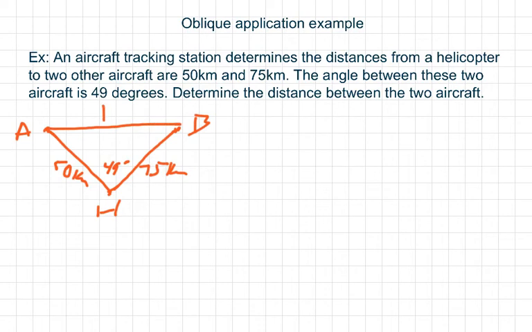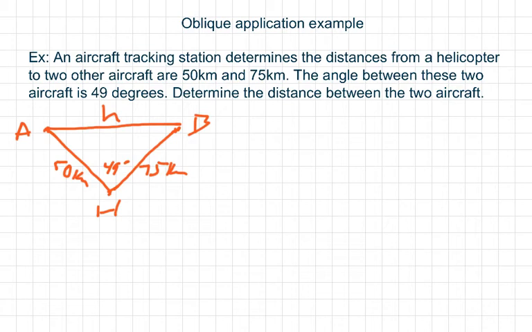Determine the distance between the two aircraft. So we're looking for little h according to our triangle. That's how I read it. Again, determine from a helicopter to two other aircraft: one's 50, one's 75. The angle between them is 49 degrees. Determine the distance between. So yeah, we're looking for h.